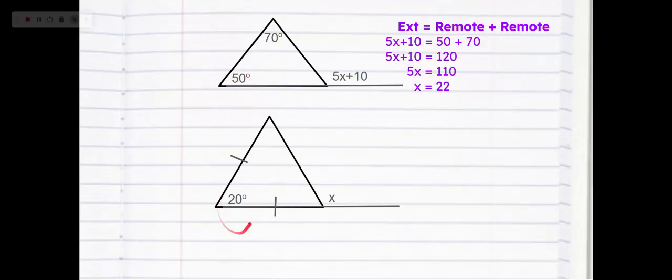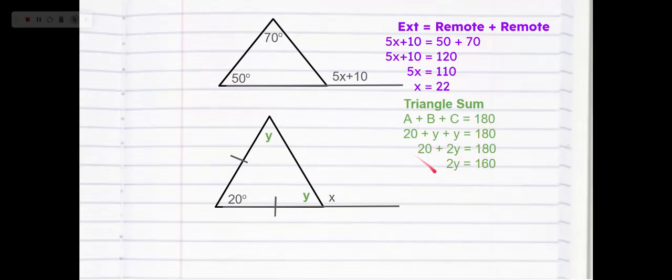This is called a vertex angle. It's the different angle. So if I don't know something, I could call this y, I could call this y. Now, on here, I wouldn't use exterior equals remote plus remote, because then I'd have two variables going on in this situation. I'd have x equals 20 plus y. So this one is a case where I would definitely add them all up using triangle sum and say they all add up to 180. So 20 plus 2y equals 180. Subtract 20 from both sides, divide by 2, y equals 80.